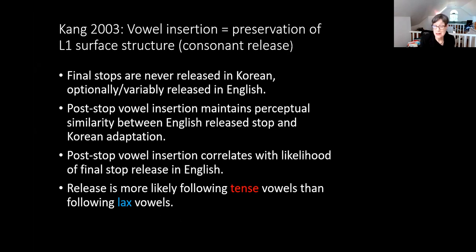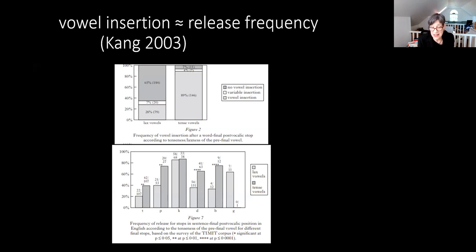So final stops are never released in Korean. They are optionally or variably released in English. Post-stop vowel insertion, she argues, is done in order to maintain perceptual similarity between an English released stop and the closest thing you can have in Korean, which is a stop followed by a short vowel. And she shows lots of evidence from corpus studies of loanwords and of English pronunciation that there is a very good correlation between the likelihood of release of a stop in different contexts and the likelihood of that being adapted with a vowel.